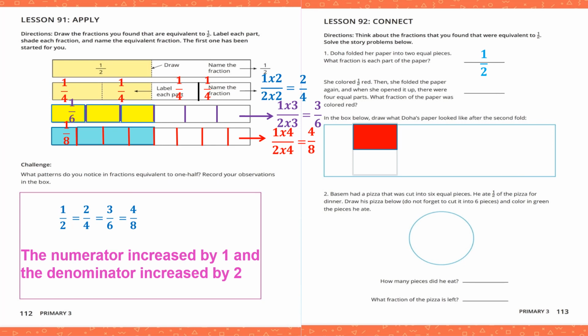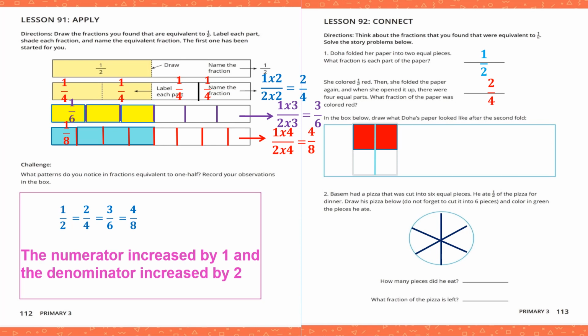She colored 1/2 red. Then she folded the paper again. And when she opened it up, there were 4 equal parts, like this. What fraction of the paper was colored red? I have here 2 colored red, 2 colored parts. So it means 2 over, the total number here is 4. So the fraction will be 2 over 4.